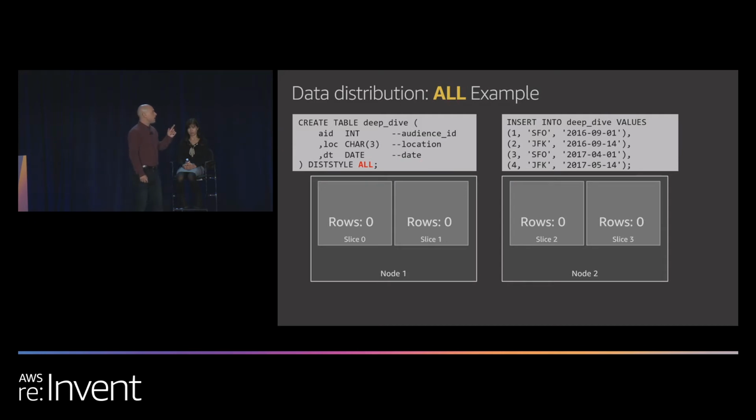So distribution style all works like this: as each row comes in, we start writing the records onto the first slice of each node. So we basically write out a complete copy. You can see all 4 rows exist on the first slice of each node in the cluster. And that's essentially how we implemented dist style all.